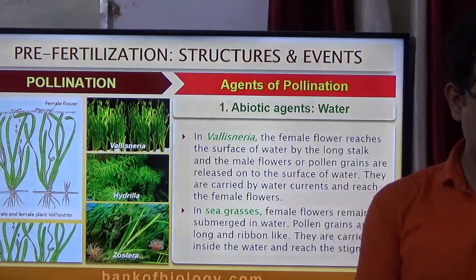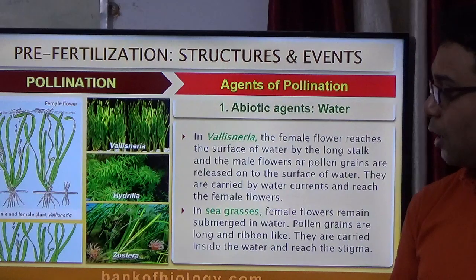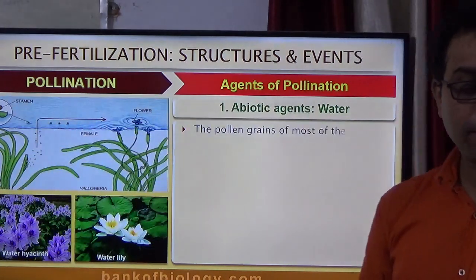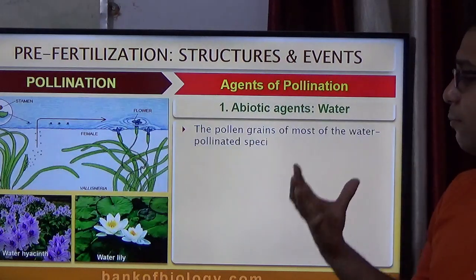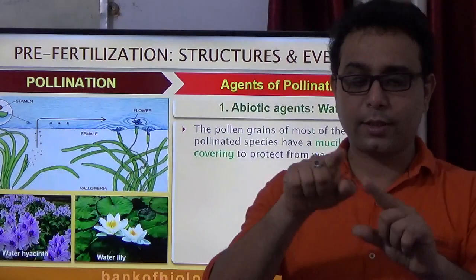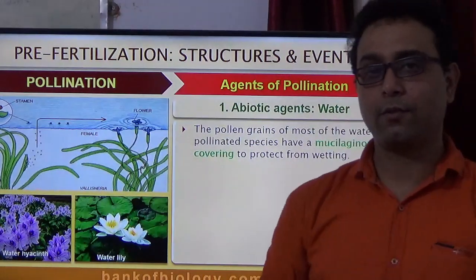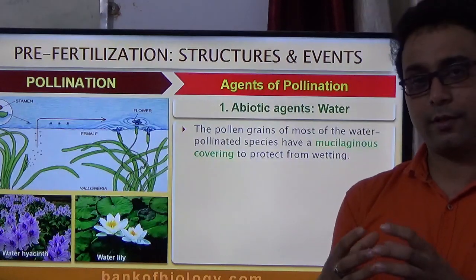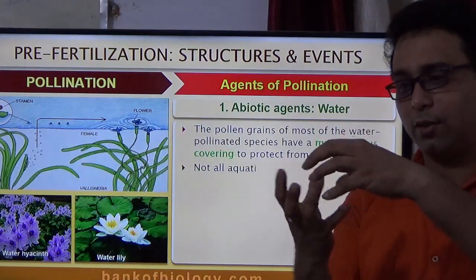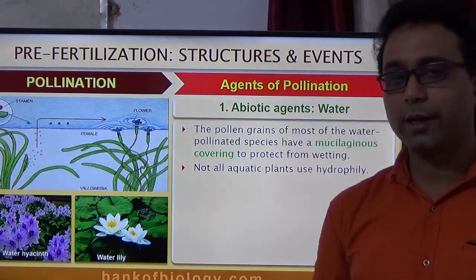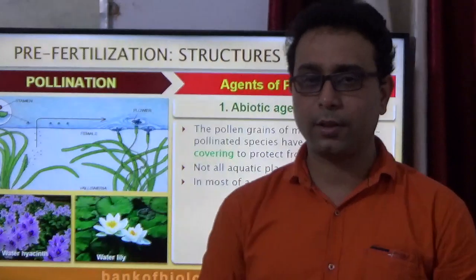Now we discuss another thing, their way of abiotic agent, the water. The pollen grains of most water-pollinated species have special adaptive features: the pollen grains are covered with mucilage. Why is the mucilage there? Because it ultimately protects them from wetting. Because if they get wet, they ultimately fall down to the bottom of the water. At that time pollination is not possible.